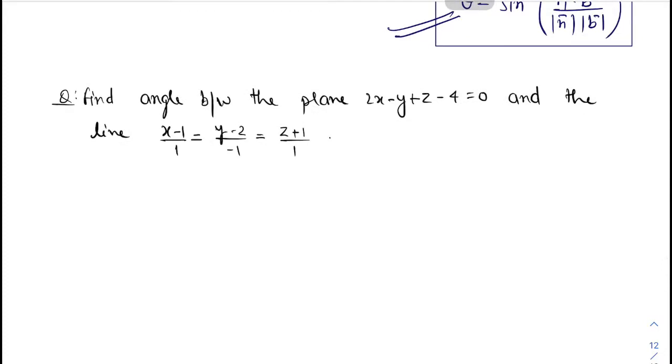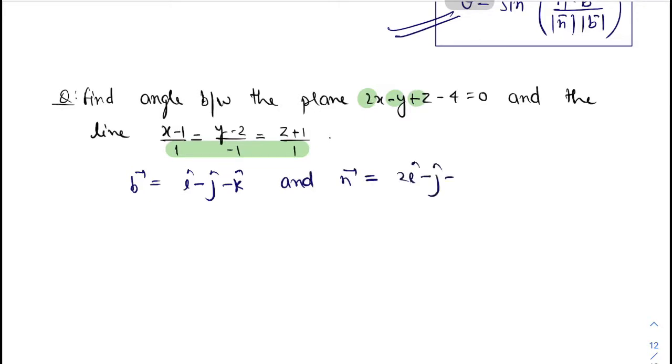Okay, so let us see an example. We have to find the angle between this plane 2x minus y plus z minus 4 equal to 0 and this line. So what we will do, we will find the angle between this parallel vector of the line and the normal vector of the plane. And this angle will be our 90 minus theta angle. So let us write this b vector is equal to i cap minus j cap plus k cap, and our normal vector n vector is 2i minus j plus k cap.